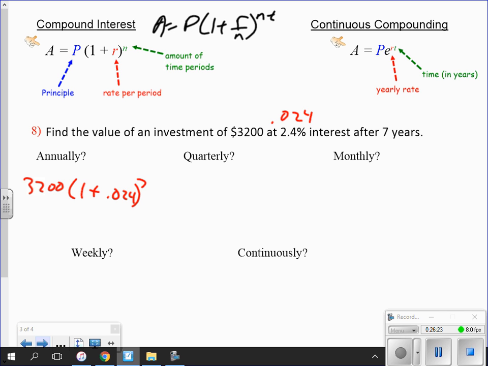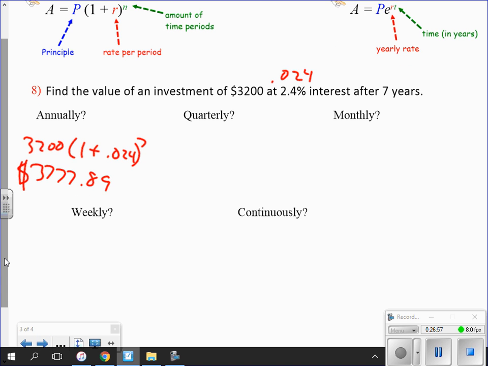And if you did that, at the end of 7 years you would have $3,777.89. Woohoo! You made $500. Oh, hey, good luck getting that kind of an interest rate nowadays. Interest rates nowadays on those savings accounts are 0.25%, literally 1/10 of that. Yeah, banks. They tell you you need to save money, but they don't make it worth your while.